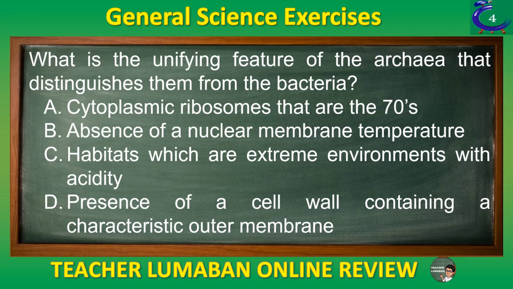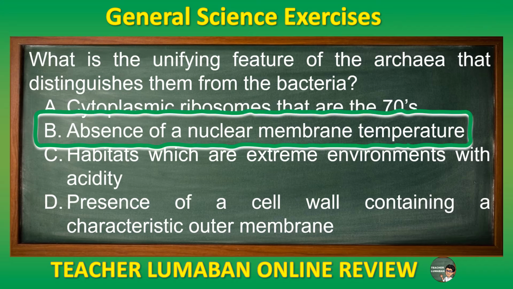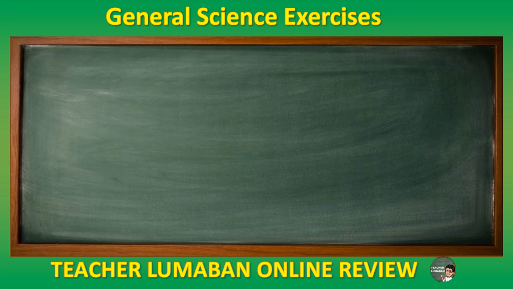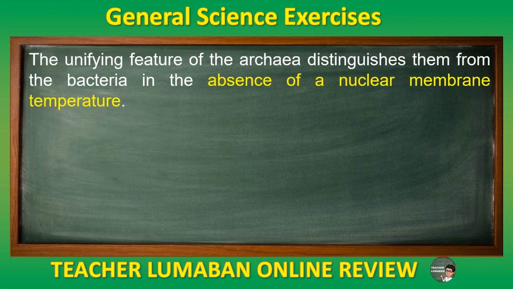5, 4, 3, 2, 1. The correct answer is letter B, absence of a nuclear membrane. The unifying feature that distinguishes the archaea from the bacteria is the absence of a nuclear membrane.